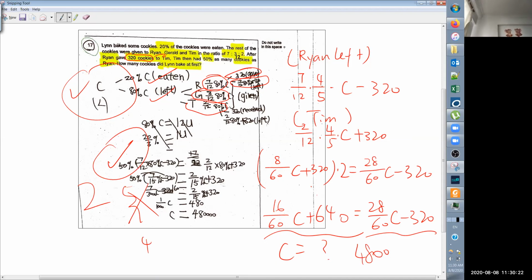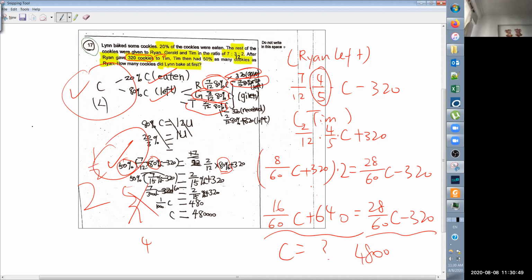Okay, so next time when you deal with percentage, I think it's good that you just turn it into a fraction. Let's say you have a 50% here, just turn it into a fraction. With fractions, I think it's easier to deal with fractions than dealing with percentages. Okay?